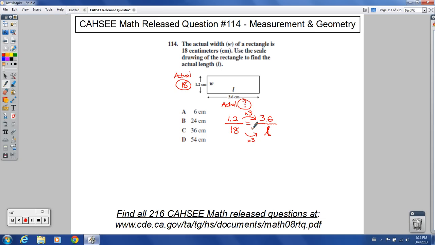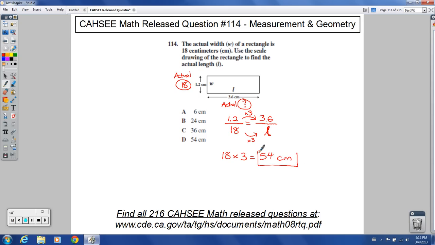Could you cross multiply and work this out from there? You'd get whatever 18 times 3.6 is and then divide that by 1.2 later. Sure, that would work just fine. But 18 times 3 will give you your answer. 18 times 3 ends up being 54. If you weren't sure of that off the top of your head, you could work that out the longhand way. You're going to have 54 centimeters.